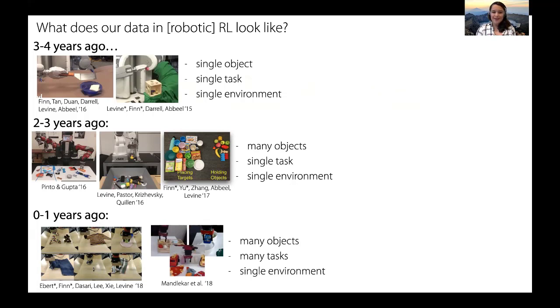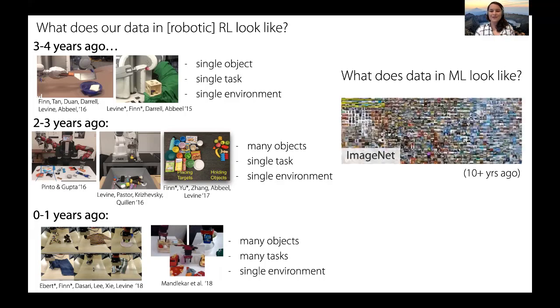And this is kind of the story in robotic reinforcement learning. I think in other studies of reinforcement learning, it's even worse, where we're training on the half cheetah environment in OpenAI Gym. And in contrast to the data that we learn from in reinforcement learning, in machine learning, it's quite different. If we look at ImageNet, for example, this was 10 plus years ago, and the data is significantly broader than anything we use in reinforcement learning, with many different objects, tasks, environments, viewpoints, lighting, and so forth.